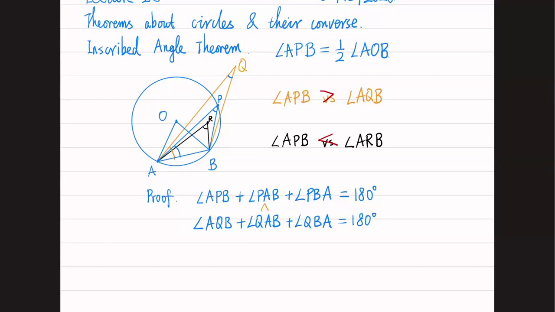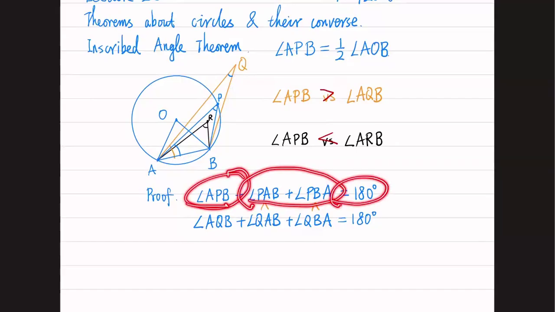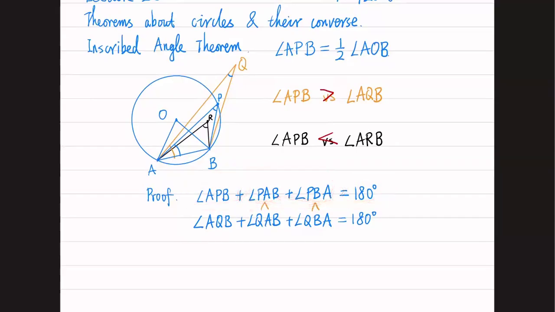And PBA, QBA. Again, QBA is bigger. So they all add up to 180. But this one has two smaller components, so this one must be bigger. Otherwise, we won't get 180.